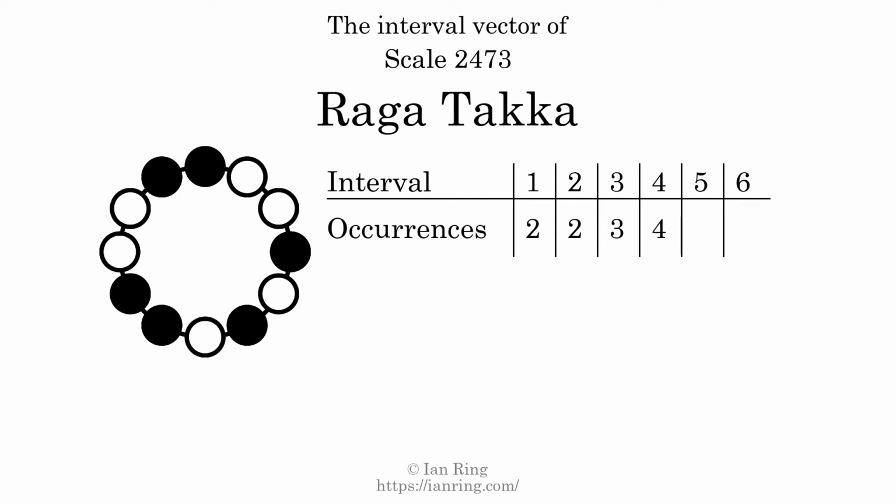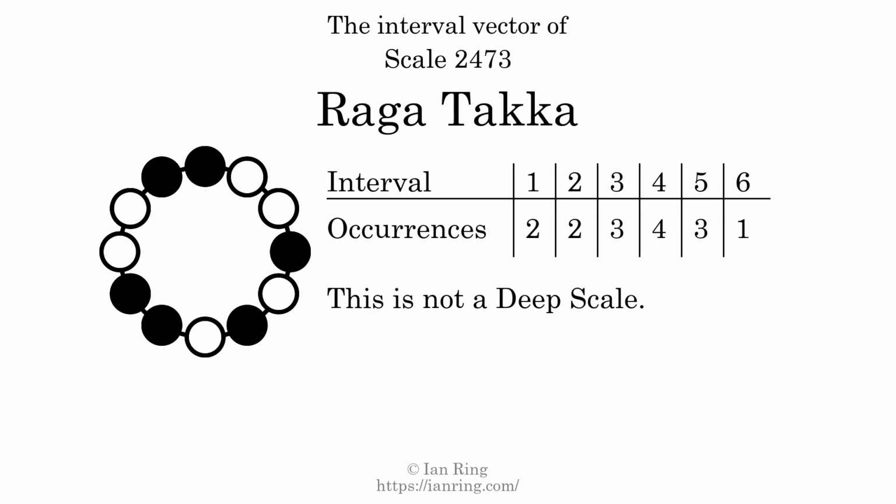There are 4 intervals with the size of 4 semitones. They are here, here, here, and here. There are 3 intervals with the size of 5 semitones. They are here, here, and here. There is 1 interval with a size of 6 semitones. It is here.